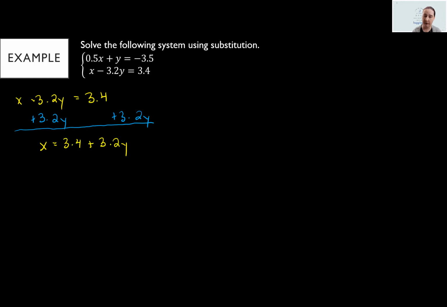So now we're going to go to the first equation, and where you see x, you're going to replace it with 3.4 plus 3.2y. So we have 0.5 times x, so that's 3.4 plus 3.2y. Make sure you've got all of your right numbers. Then plus y equals negative 3.5.